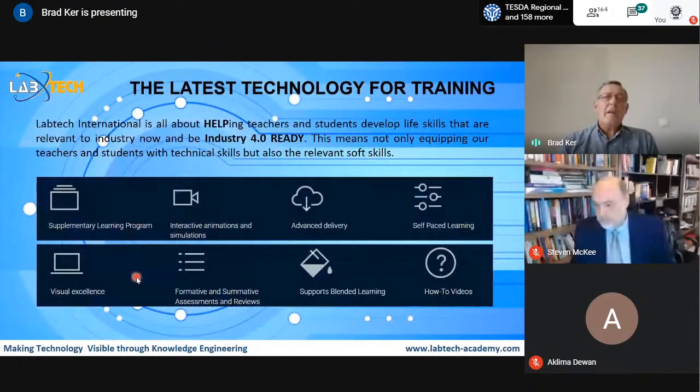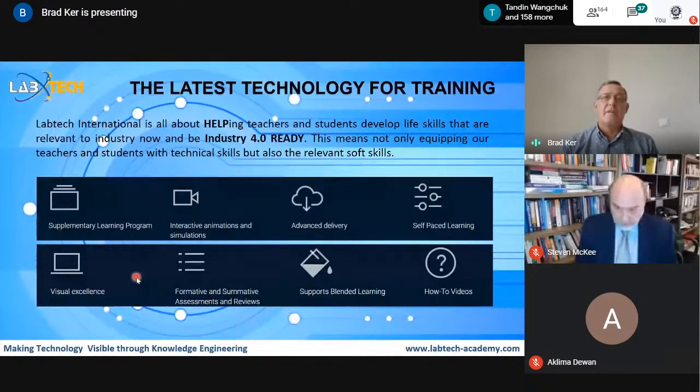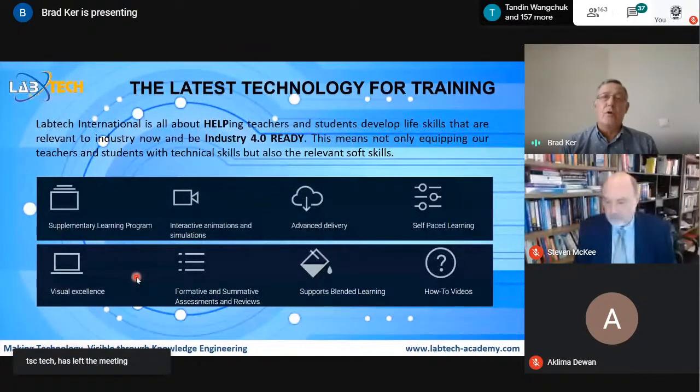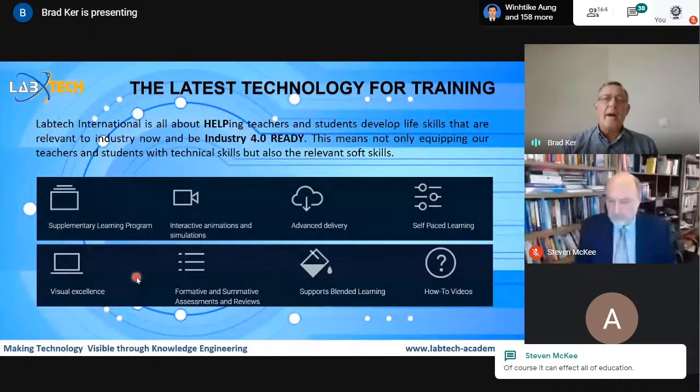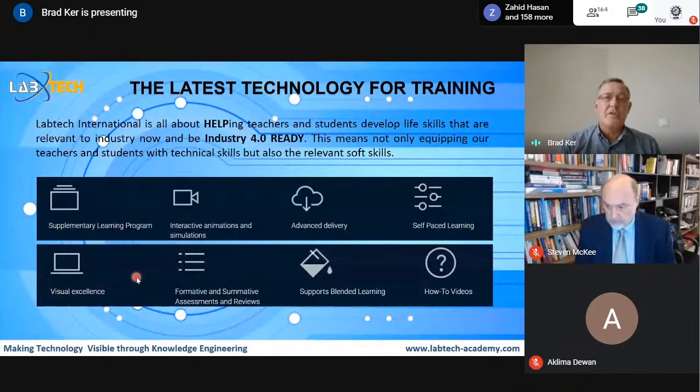Okay, so what is LabTech International? We're about helping teachers and students develop the life skills that are relevant to industry now and be Industry 4.0 ready. This means not only equipping our teachers and students with technical skills, but the relevant soft skills. How do we go about this? Always keeping in mind that it's CBT, competency-based training.